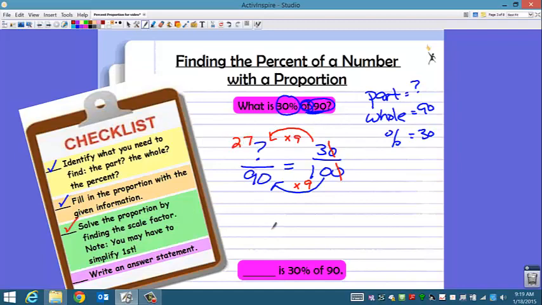We've solved our proportion. And we move on to the last step, which says to write an answer statement. It doesn't have to be a real long paragraph or a super long sentence. It just needs to be a quick statement giving your answer. Blank is 30% of 90, 27. 27 is 30% of 90. What do you think? Is that easier than the percent bar models?